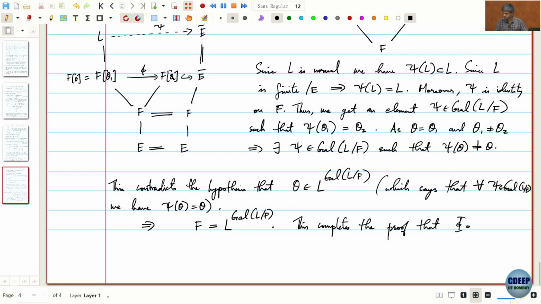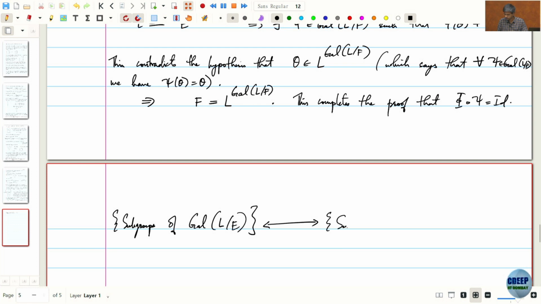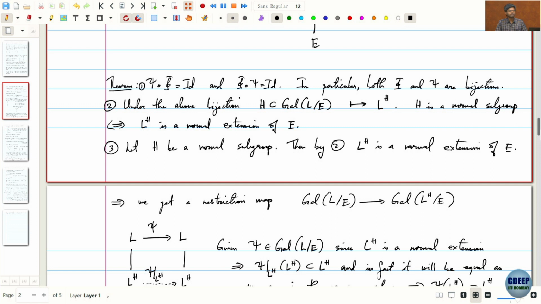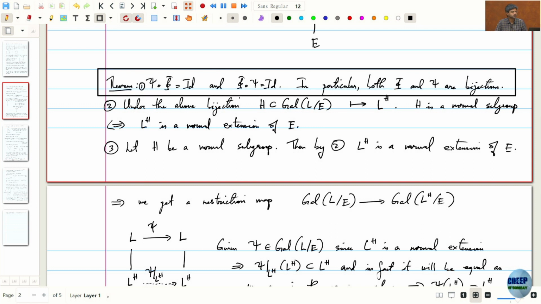That phi composed psi is equal to identity. Okay. So indeed we have proved that. So thus we have proved that the subgroups of Gal(L/E) are in bijection with subfields F which are contained in this thing. Okay. So this proves part one of the theorem. We have proved part one, right? Next, let us prove part two.